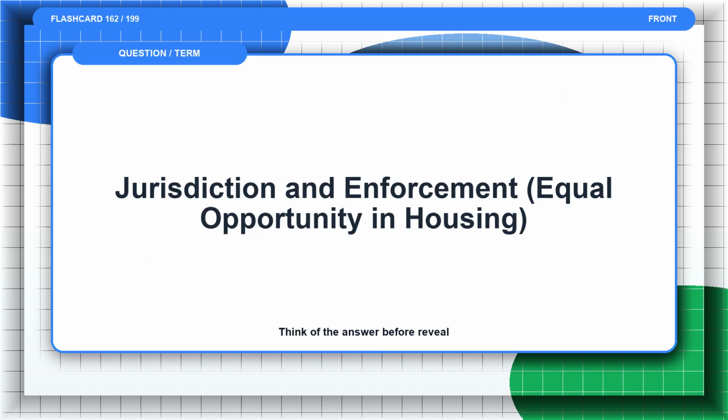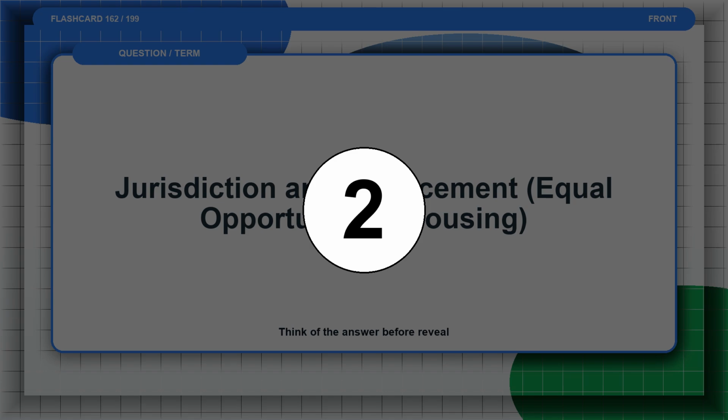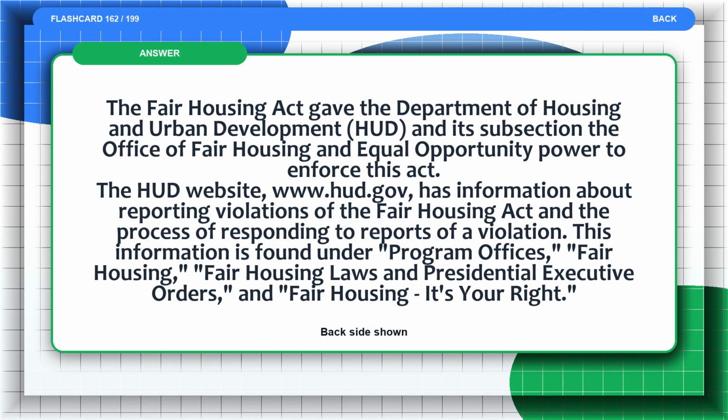Flashcard 162. Jurisdiction and enforcement, equal opportunity in housing. Pause and think of the answer before the reveal. The answer is, the Fair Housing Act gave the Department of Housing and Urban Development (HUD) and its subsection the Office of Fair Housing and Equal Opportunity power to enforce this act.